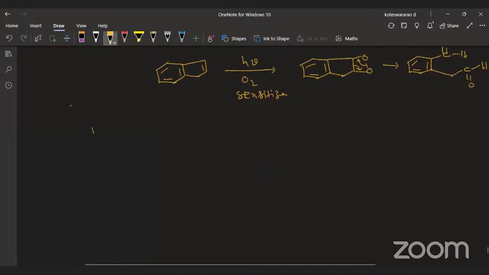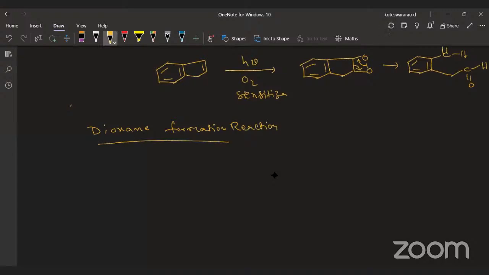Next, third kind of reaction with the singlet oxygen, dioxane formation. This is the dioxetane formation. Next, dioxane formation reaction. The diene that can adopt an s-cis conformation undergoes 4+2 cycloaddition with the singlet oxygen to give the dioxane. A six-membered ring will be generated.